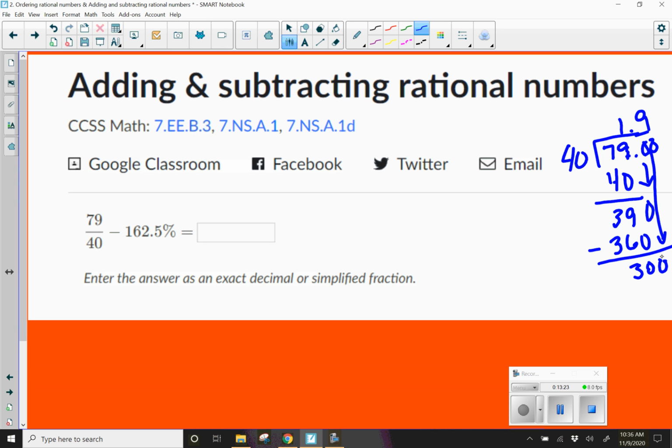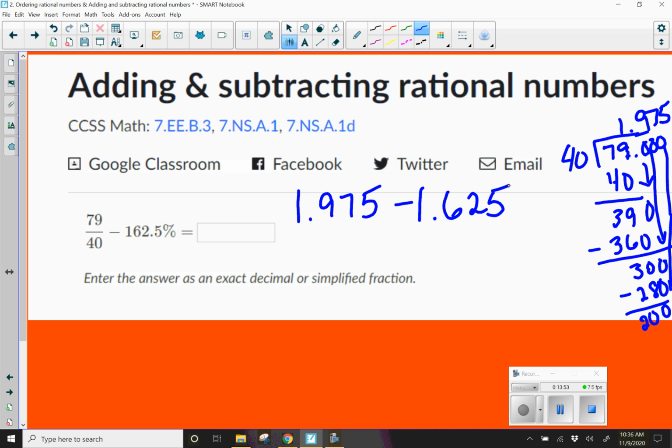40 goes into 300 7 times. I'm running out of room here. That gives us 280. And then we get a remainder of 20, and if we bring one more 0 down, 40 can go into 200 evenly 5 times. So I've got 1.975 minus, and then if I were to convert this percentage and scoop 2 places to the left, that's going to leave me with 1.625. So really we're just doing decimal subtraction. So 1.975 minus 1.625.